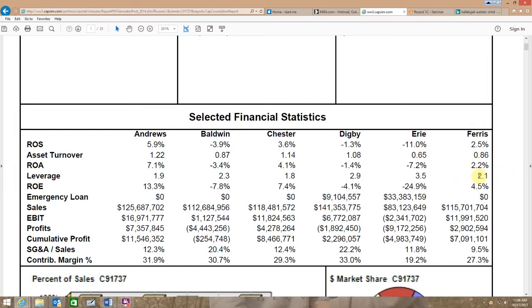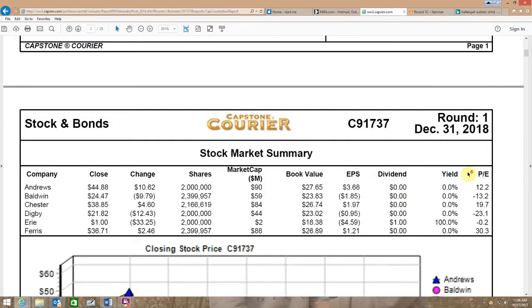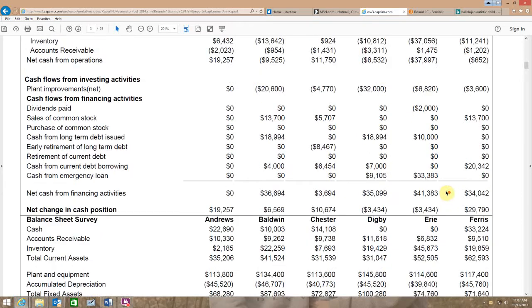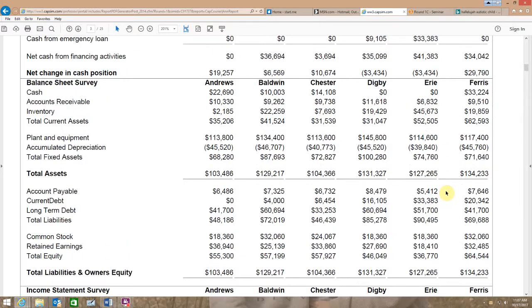And because I'm just asking you to take it down to 2. Well, what do I mean by that? Well, let's come down to our financial statements and our balance sheet, okay? So if we took its total assets, $134,233,000, and divided that by our equity, $64,544,000. You can see, that'd be 2.08. Yeah, so that's why it's just a little bit over 2.1.